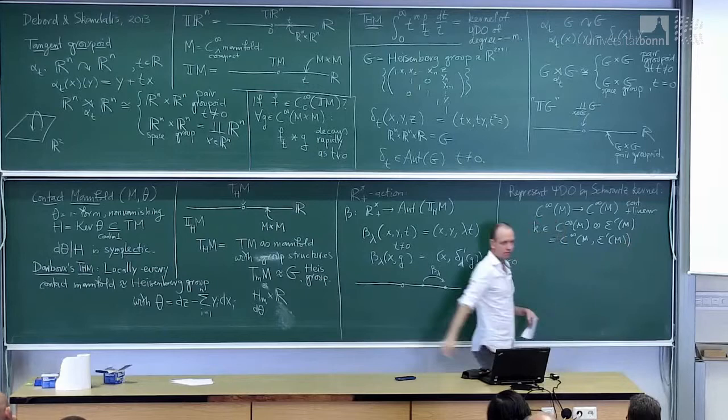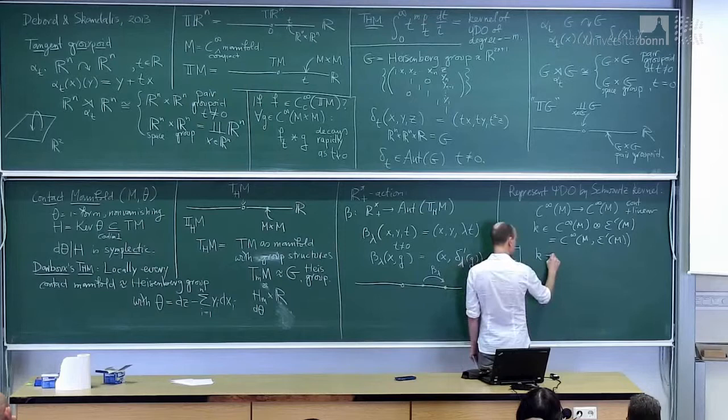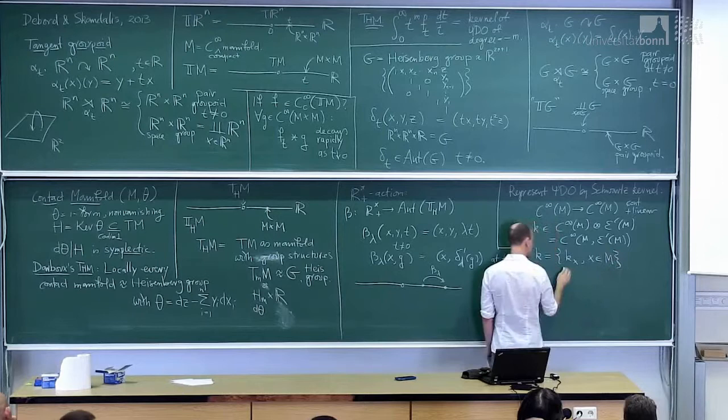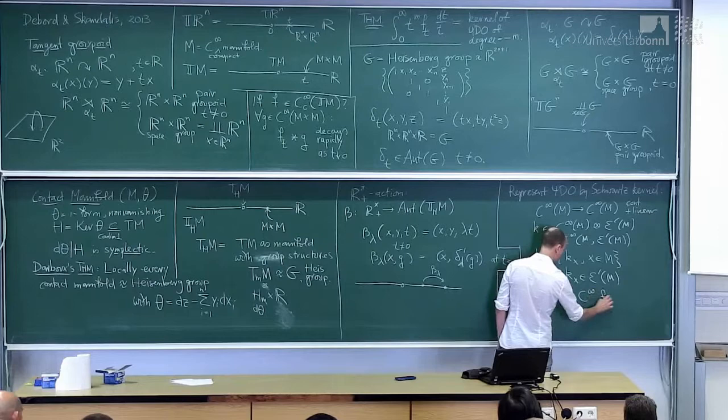So there are families of compactly supported distributions, smooth families. So the way I'd like to think of the Schwarz kernel is as a family of distributions, each with compact supports, and this should be a smooth family. In the appropriate sense, so let me not get into that.